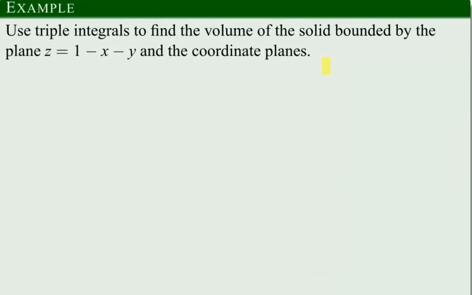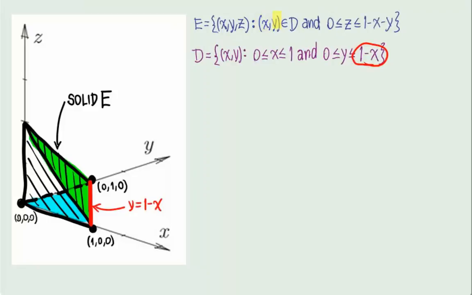Suppose that we want to use triple integrals to find the volume of the solid bounded by this plane and the coordinate planes. So we have, this is the solid E, and now notice that the bounds are going to be the coordinate planes and this yellow plane, that is z equals 1 minus x minus y. So notice that we can set it up as an xy region just like this. So let me continue. Now the thing that we have is the region D.